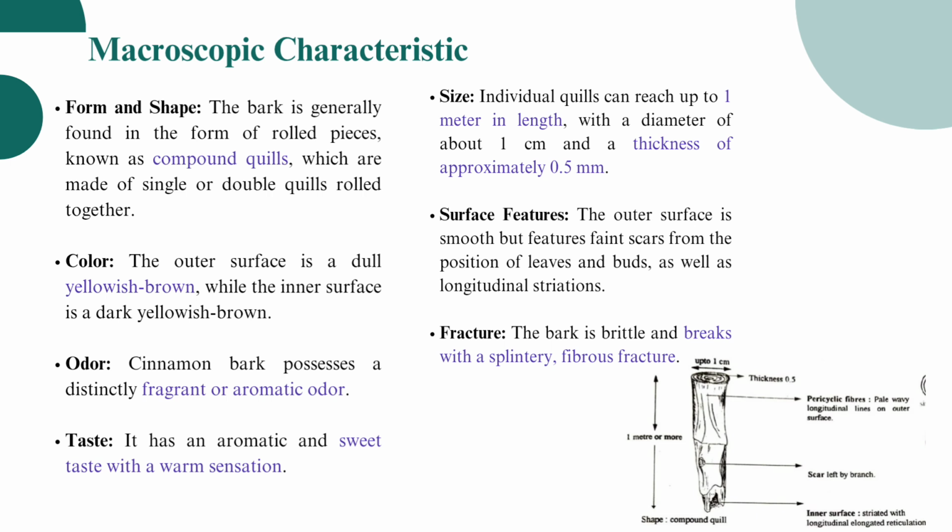Size: individual quills can reach up to 1 meter in length with a diameter of 1 centimeter and thickness of approximately 0.5 mm. Surface features: the outer surface is smooth but features faint scars from the position of leaves and buds as well as longitudinal striations. Fracture: the bark is brittle and breaks with a splintery, fibrous fracture.